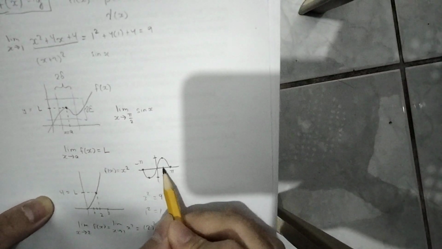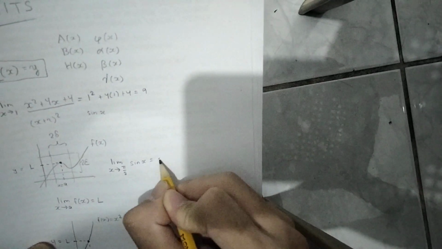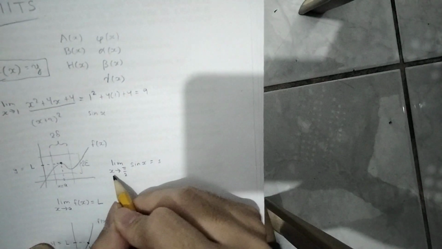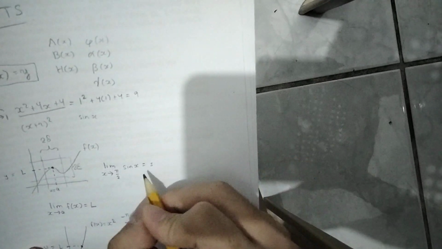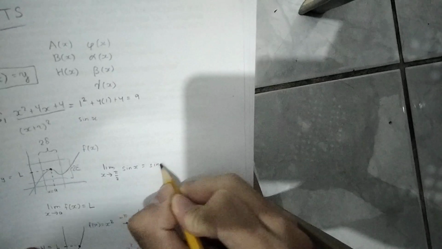In this case, we're trying to find the y value at this point. So we just evaluate it, and we find that the limit of sine x as x goes to pi over 2, you could say goes to or approaches, it's the same thing, is sine of pi over 2. And that works out to be 1. You guys can correct me if I'm wrong on this because my knowledge of trig functions is a bit rusty.